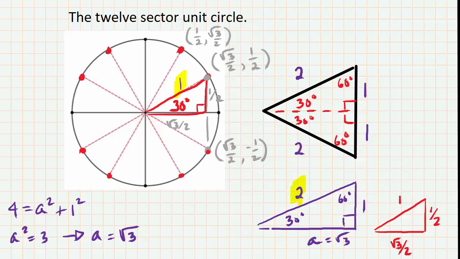If we move over to quadrant 2 right there, we see that these 2 points have the same y-coordinate. So that point right there is going to be negative 1/2 comma positive root 3 over 2. And we can use symmetry in a very similar way to find the coordinates of this point, this point, this point, and this point. So we see that on the 12 sector unit circle, the 8 intermediate points all have coordinates that involve root 3 over 2 and 1/2. And that's how we do it.